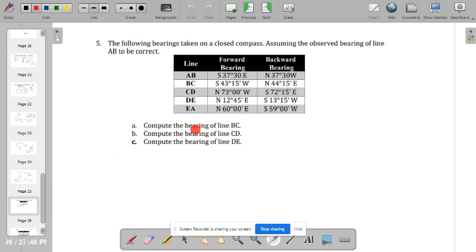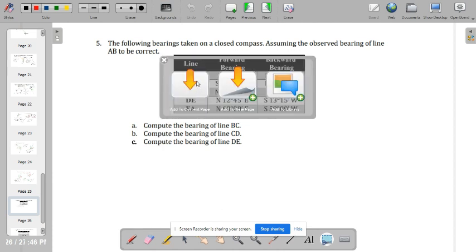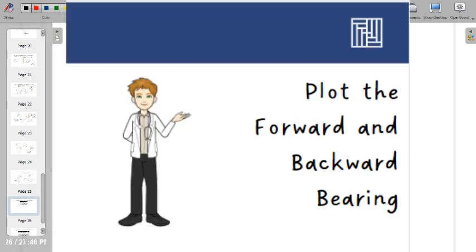You have lines AB, BC, CD, DE, EA, and their forward bearing and backward bearing. So you need to compute the bearing of line BC, compute the bearing of line CD, and compute the bearing of line DE. So the first thing that you have to do here is to plot this observation so you will know how it looks like.